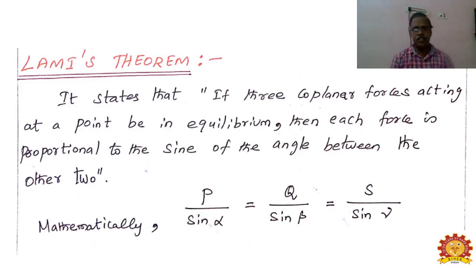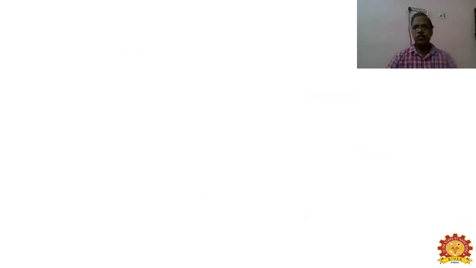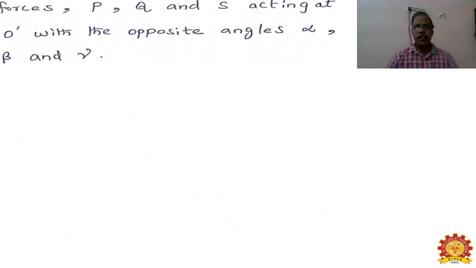Mathematically, he has given the formula as P by sine alpha is equal to Q by sine beta is equal to S by sine gamma. Let us start with how this formula is derived, and later, based on that, we are going to see a problem. Okay, fine. Now let us see.